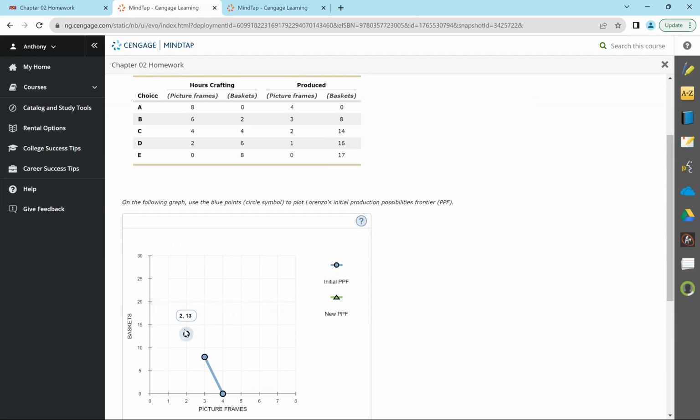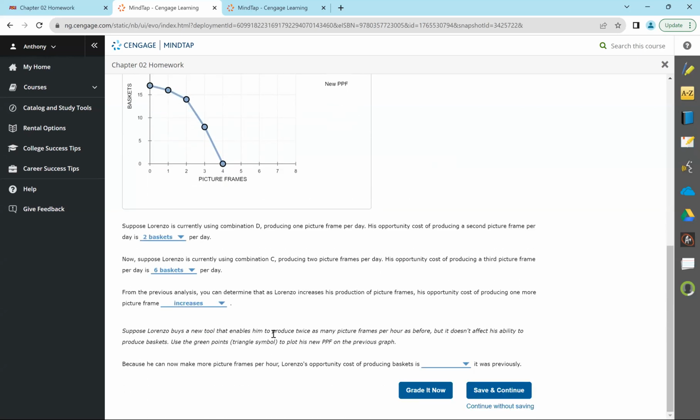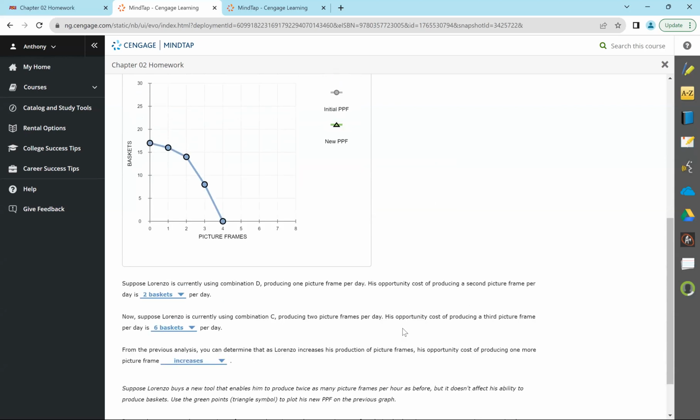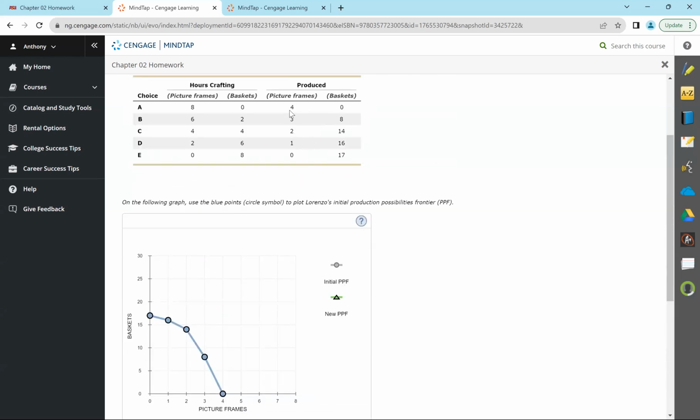All right, so the 4 and 0 right there, 3 and 8, 2 and 14, 1 and 16, 0 and 17. Okay. Now in the new scenario here, it says he can produce twice as many picture frames per hour. So we can now do, I guess, 8, 6, 4, 2, and 0. That's the understanding here. So it's now 8, 0, 6, 8, 4, 14, 2, 16, 0, 17. Okay. Sorry, how do you figure that one out again?